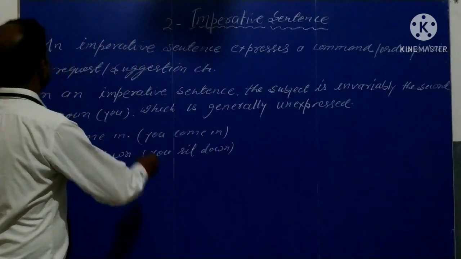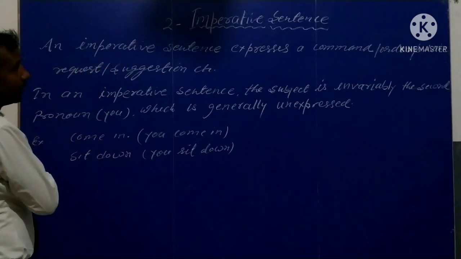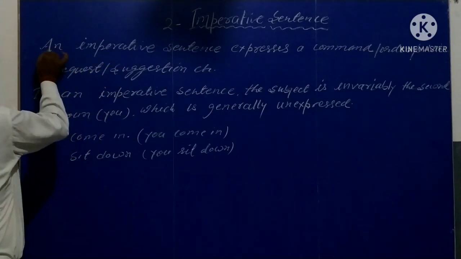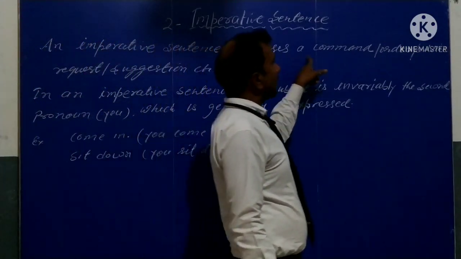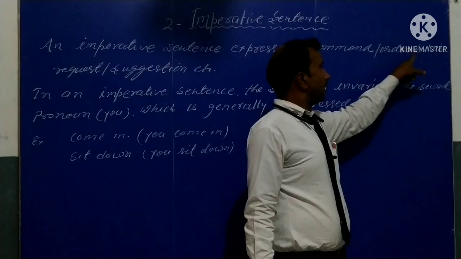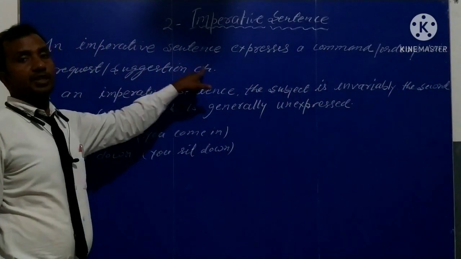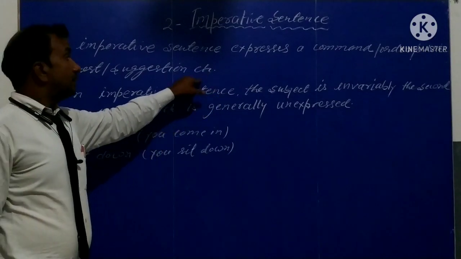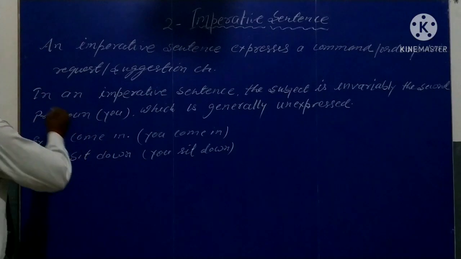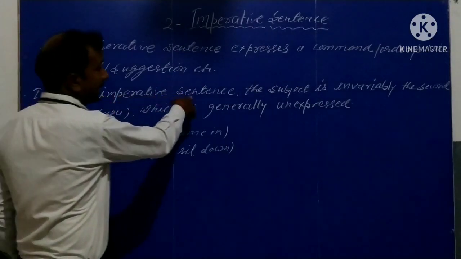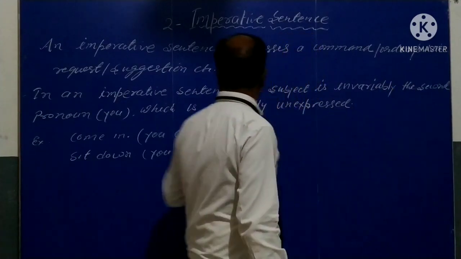For example, let me discuss the definition of imperative sentences. Then, an imperative sentence expresses a command, order, advice, request, suggestion, etc. These sentences are known as imperative sentences. But here one more thing. In an imperative sentence, the subject is invariably the second person.